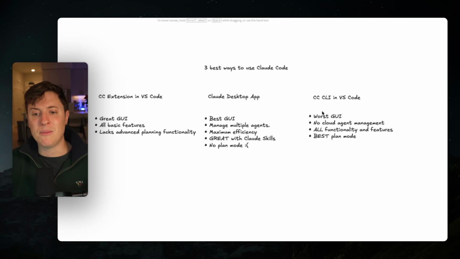But if you want to get the most powerful AI coding tool on planet Earth, building you the most amazing apps, you need to be using the CLI inside of VS Code. It'll save you the money of using Cursor and other AI tools, and it will give you the best functionality you possibly can get.